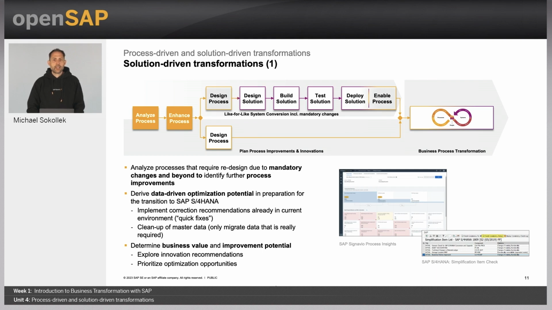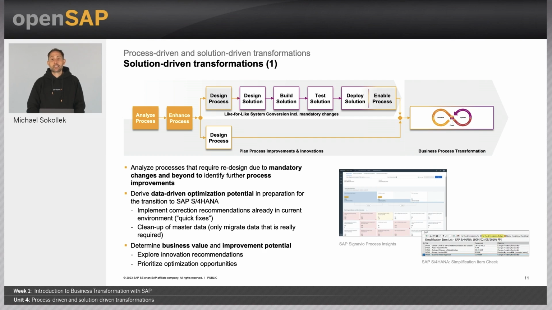SAP Signavio Process Insights is a cloud-based solution with predefined content, which makes the analysis extremely fast, and therefore is also relevant for customers that want to limit the time spent for process analysis and process redesign. Again, processes which are not redesigned straight away during the transformation are prioritized and put to the backlog. Still, they are part of the potential value that SAP S/4HANA bring to the organization. After a successful go-live, they are step-by-step implemented.